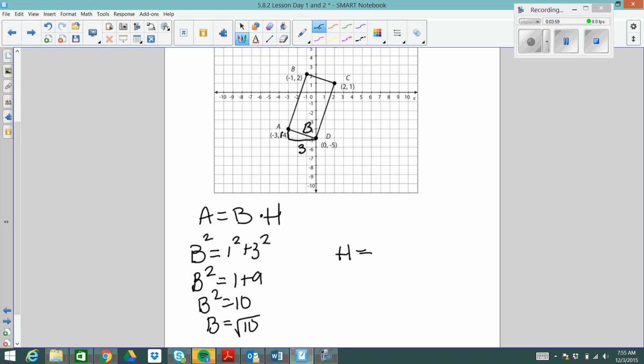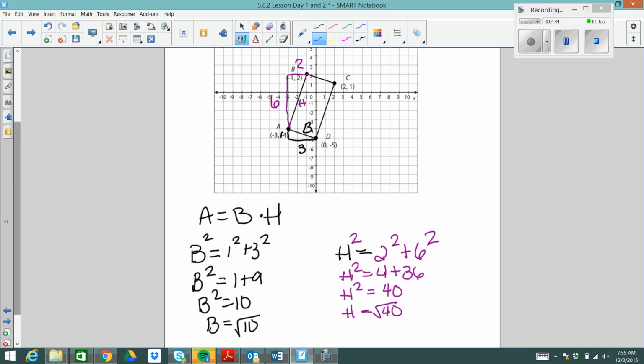For our height, I'm going to make line segment AB be our height. So we make a right triangle, has a leg of 2 and a leg of 6, 1, 2, 3, 4, 5, 6. So we have 2 squared plus 6 squared gives us our height squared. So we get our height squared equals 4 plus 36. So our height squared equals 40. So our height is the square root of 40.